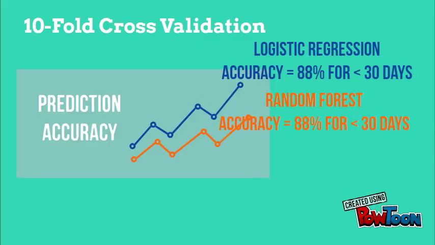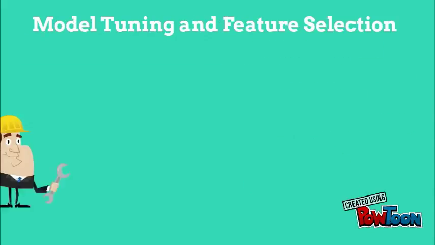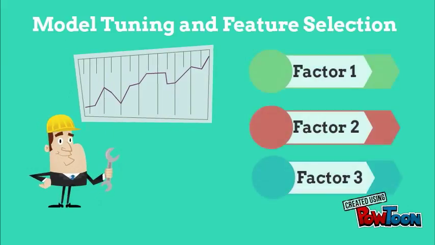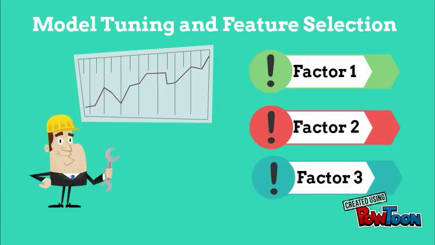Although logistic regression performed relatively better in the prediction accuracy, the suggested factors of readmission were similar to both. We hence decided to tune the models to improve the performance and therein understand the top factors that affect readmission rates and move to Phase 3 for the recommendations.